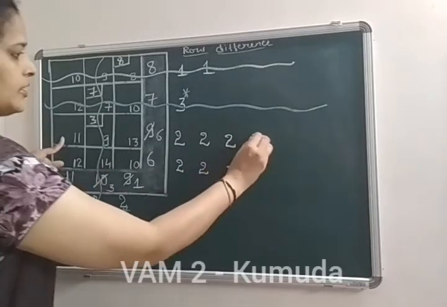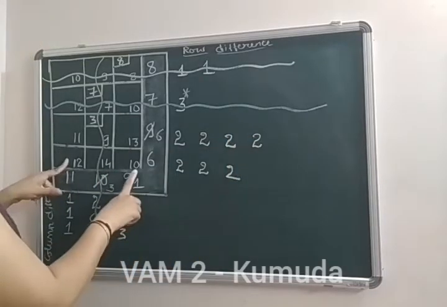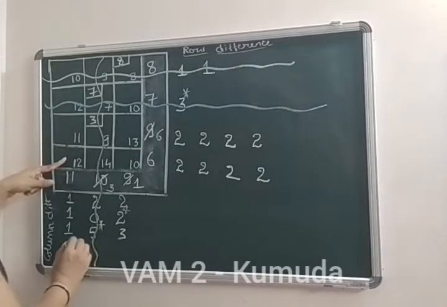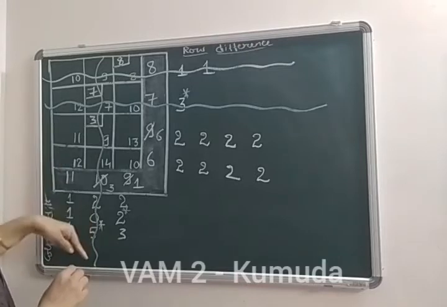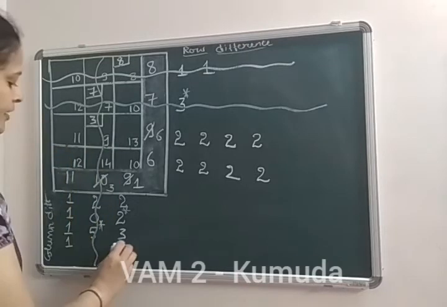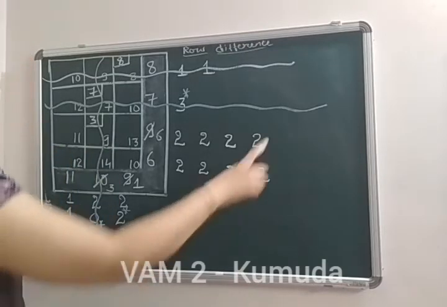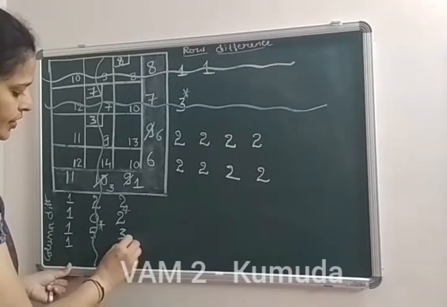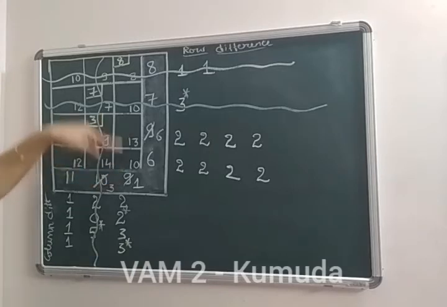11 and 13, the difference is again 2. 12 and 10, the difference is again 2. Here we can see that 11 and 12, the difference is again 1. The column is already lost. 13 and 10, the difference is 3. Now we can see that among all these, 3 is the highest. Put a star mark to this particular 3. That means we have to make the allocation in this column.